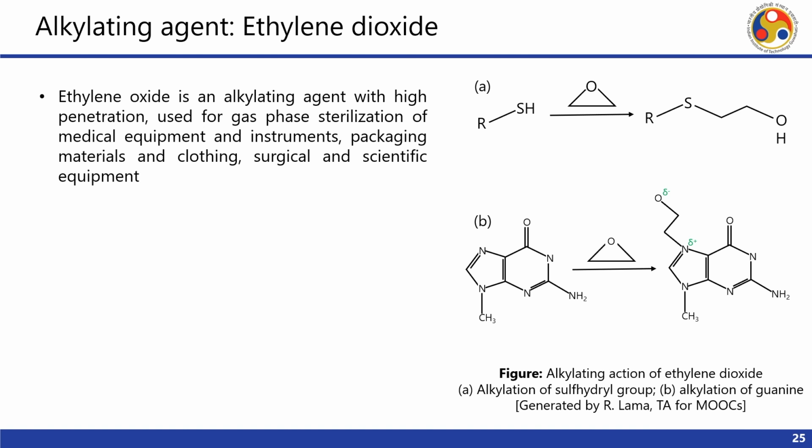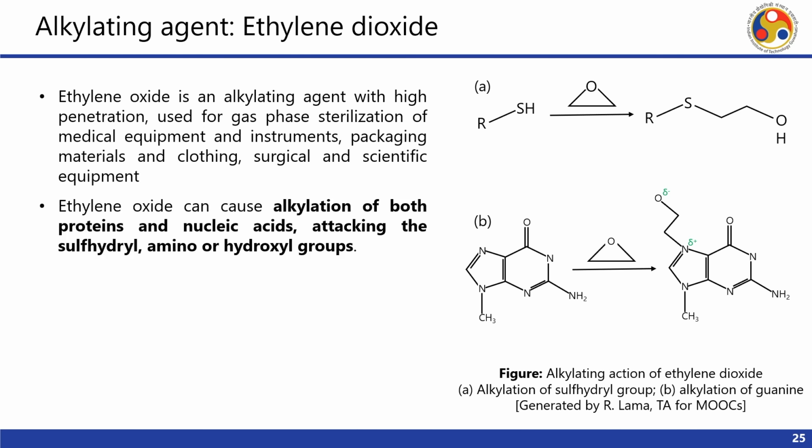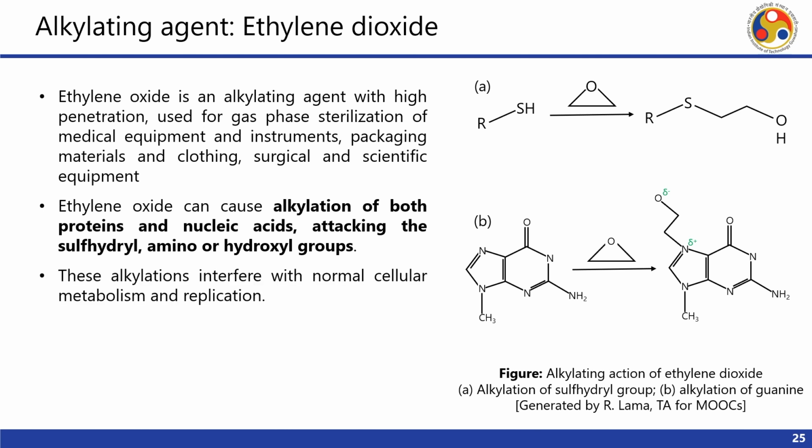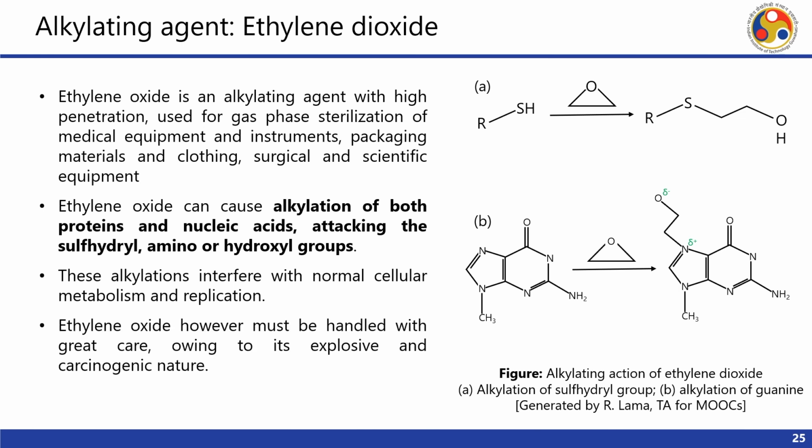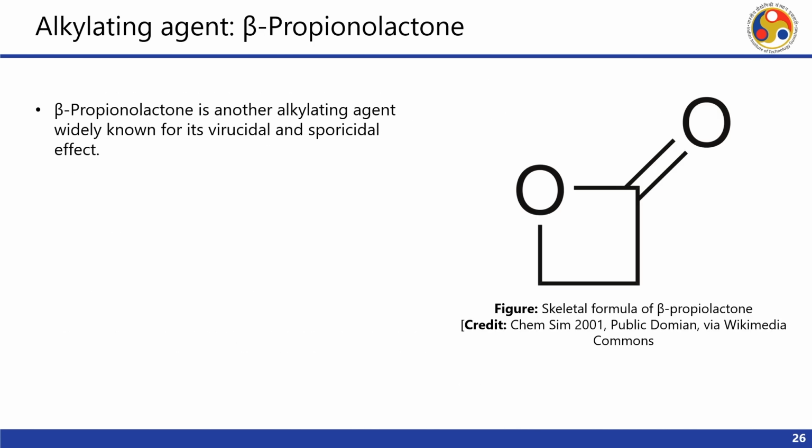So, here in this figure we can see the alkylating action of ethylene oxide, alkylation of the sulfhydryl group on the top and then the alkylation of guanine in the below figure B. Ethylene oxide can cause alkylation of both proteins and nucleic acids, attacking the sulfhydryl, amino or hydroxyl groups. These alkylations interfere with normal cellular metabolism and replication. Ethylene oxide, however, must be handled with great care owing to its explosive and carcinogenic nature.